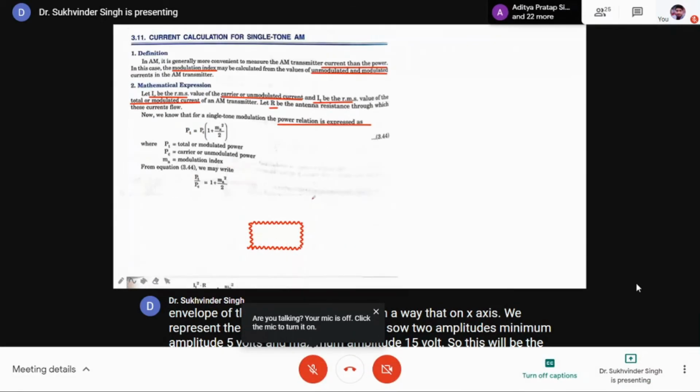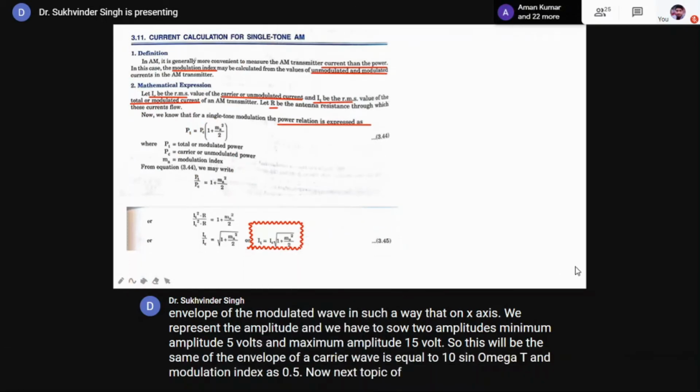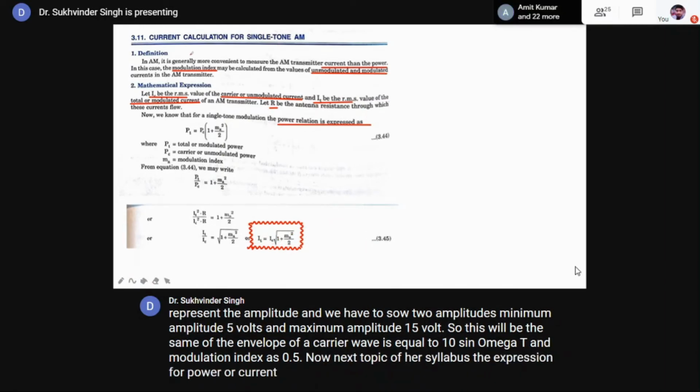Now the next topic of our syllabus, the expression for power or current in amplitude modulated wave.